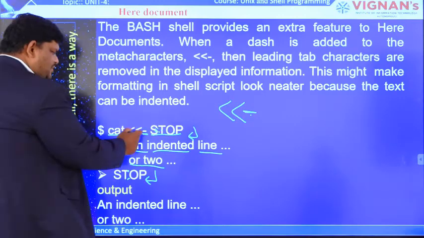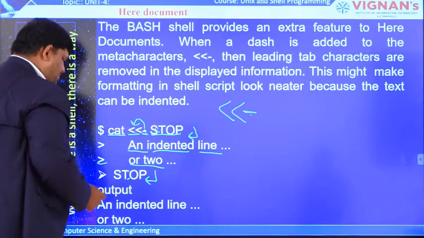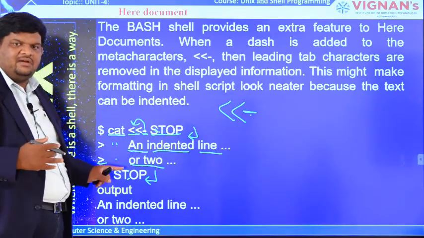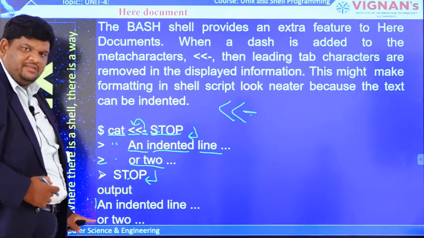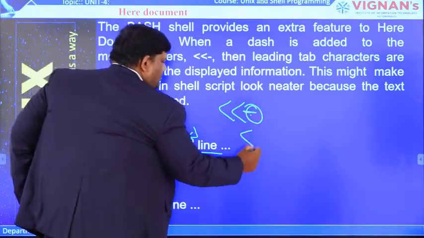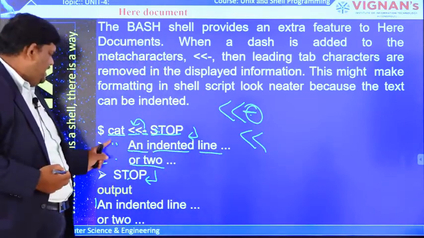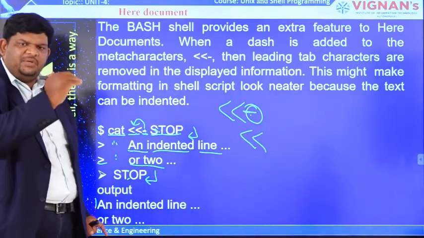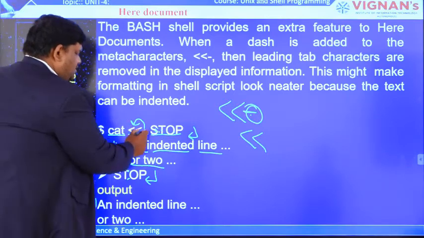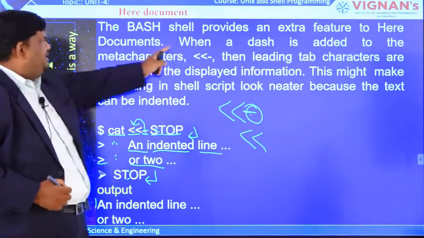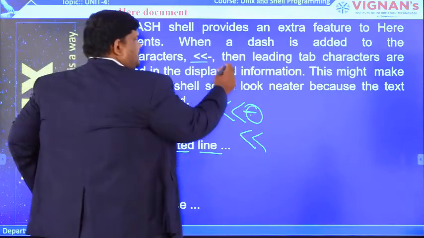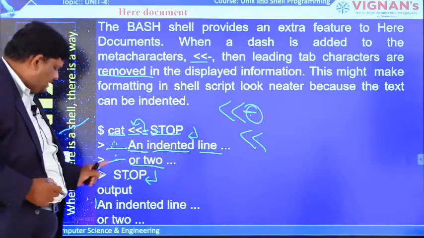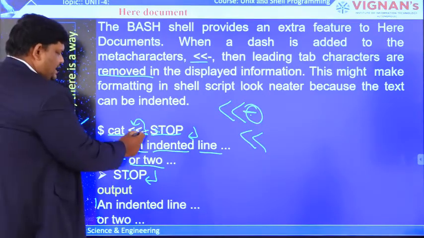Now what is the role of this dash along with this here document? If we are providing any spaces, these white spaces are removed. See the output here, no white spaces are there. If there is no dash symbol, if you are giving only a plain here document, then along with this, the white spaces will be present in the output. If you want to remove those white spaces from the input, we have to provide this dash along with the here document. When a dash is added to the meta characters, then leading tab characters are removed. So this is the example. Here spaces are there, and these spaces are removed in the output, because along with the dash we are providing the here document.